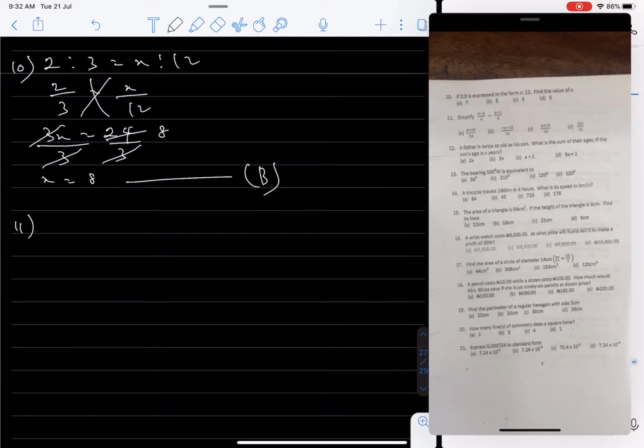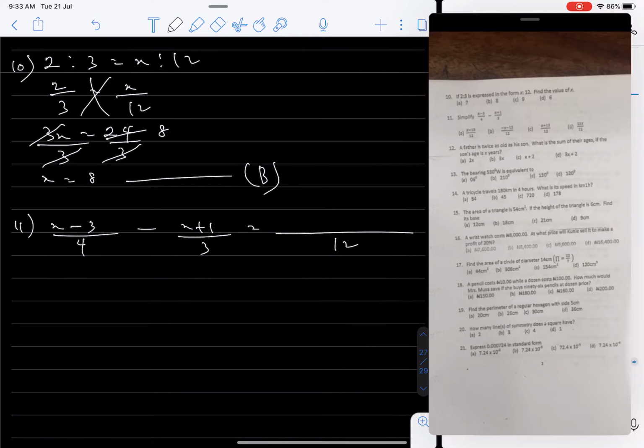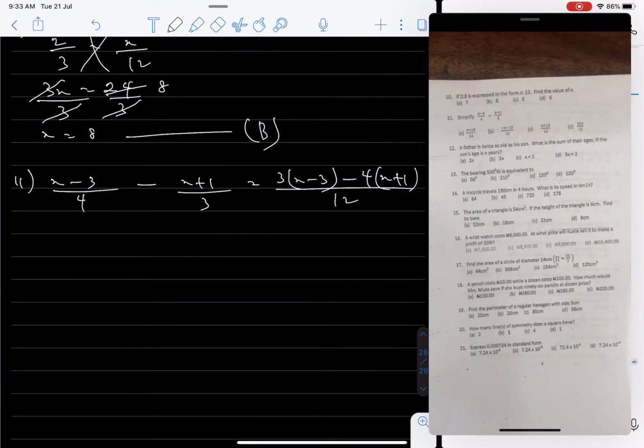Number 11. Simplify (x minus 3) divided by 4 minus (x plus 1) divided by 3. The LCM of the denominators is 12. So 4 in 12 is 3. We multiply that by the numerator of the first fraction, which is going to be 3 times (x minus 3). Minus 3 in 12 is 4. We multiply that by (x plus 1).